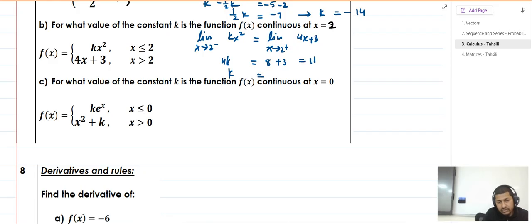So k is equal to, dividing by 4 on both sides, 11 over 4. I hope you guys are understanding. Let's move on to the next one. For what values of constant k is the function continuous at x equal to 0?